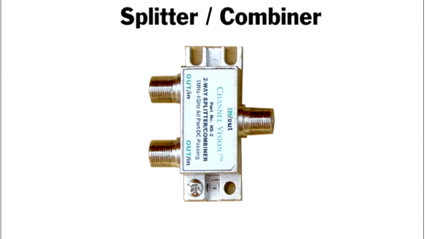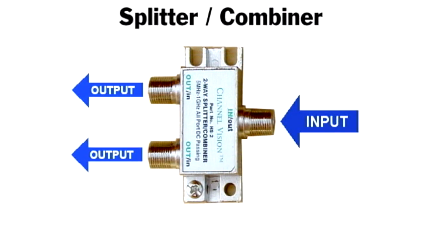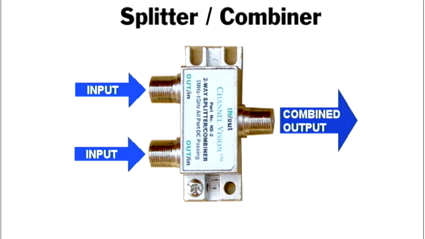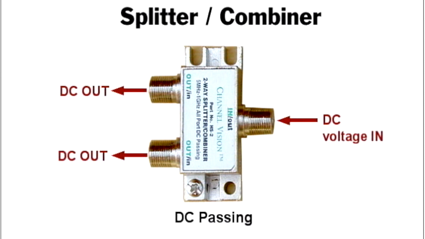A splitter divides an input signal equally between 2 or more output ports. They typically come in 2, 4, 6, and 8-way versions. They're also referred to as a combiner, since they're bidirectional and can be used to combine 2 or more signals. They may or may not be DC passing, that is, they may pass a DC signal either for power or IR signals over the coax.